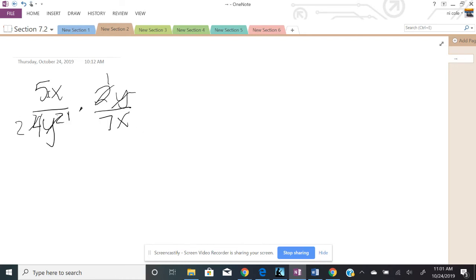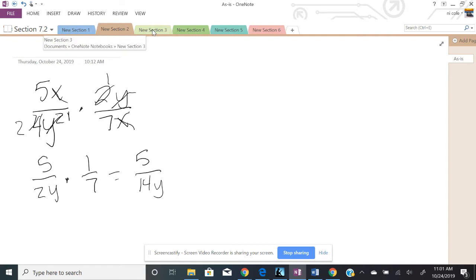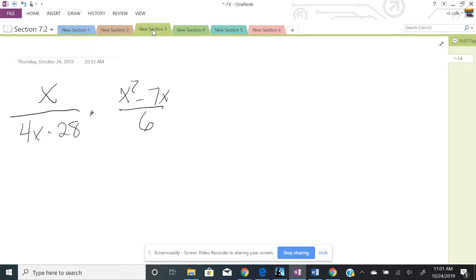Now I'm going to check over here. What do I have in common? Do 5 and 7? No, but x's and x's, so they're going to cancel. So effectively, I'm going to have 5 over 2y times 1 over 7. So 5 times 1 is 5 over 2y times 7. So 2 times 7 is 14y. And you get a couple of those nicer, easier ones. And then we're going to move on to this.